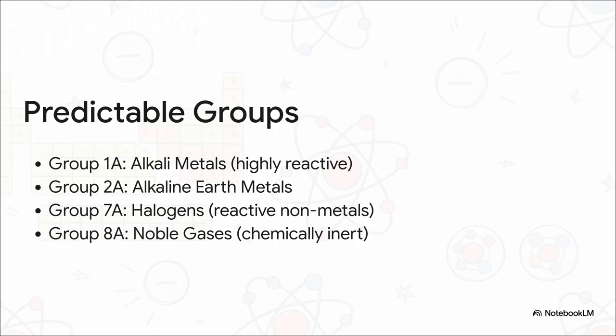Right next door in 2A are the alkaline earth metals. Way over on the right in 7A are your highly reactive nonmetals, the halogens. And finally, Group 8A, the noble gases. These guys are famous for being chemically inert, meaning they rarely react with anything. They just kind of do their own thing.